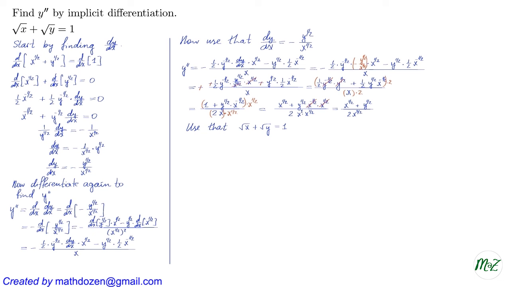And then the square root of x plus the square root of y is 1. So this x to the 1/2 power plus y to the 1/2 power becomes 1. We have 1 over 2x to the power 3/2. So the second derivative becomes just 1 divided by 2x to the power 3/2.